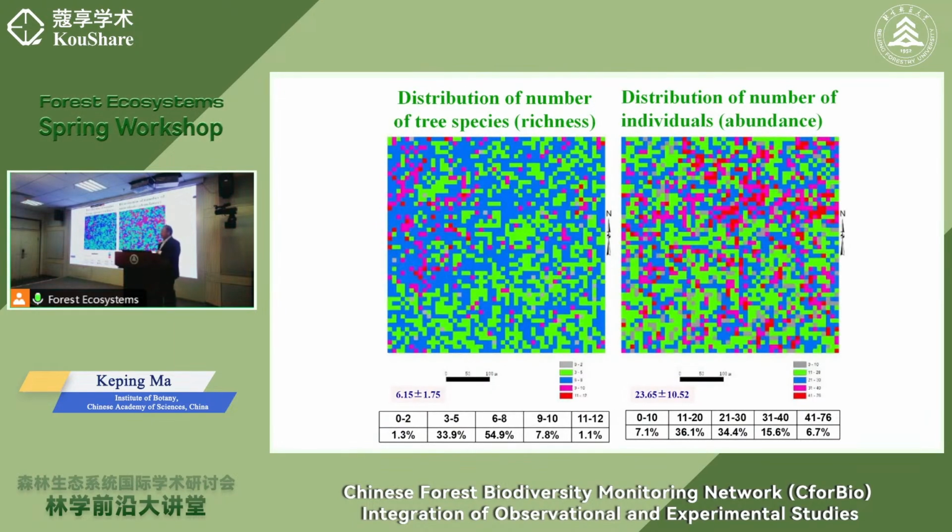And after the first survey of the plot, we can produce such a map, and for each unit plot, we can have tree species richness. And then for 24 hectares, we have such a map, and also for abundance of the trees in the plot.